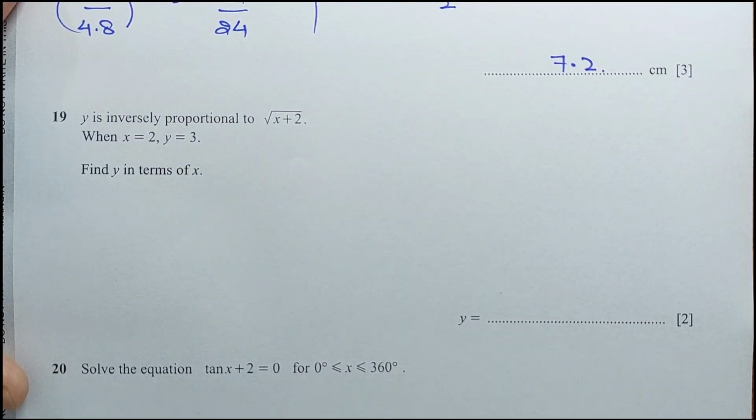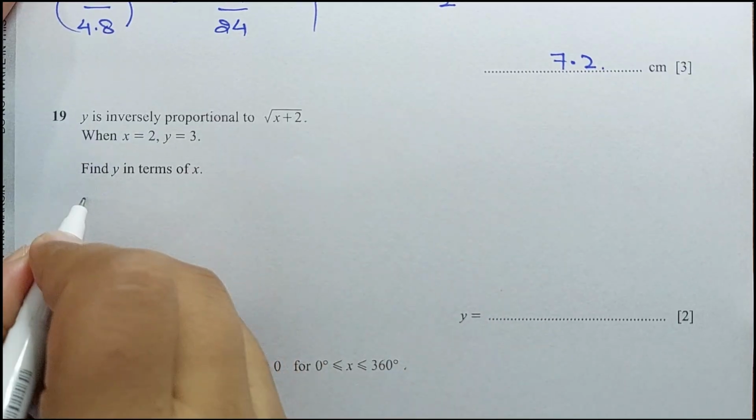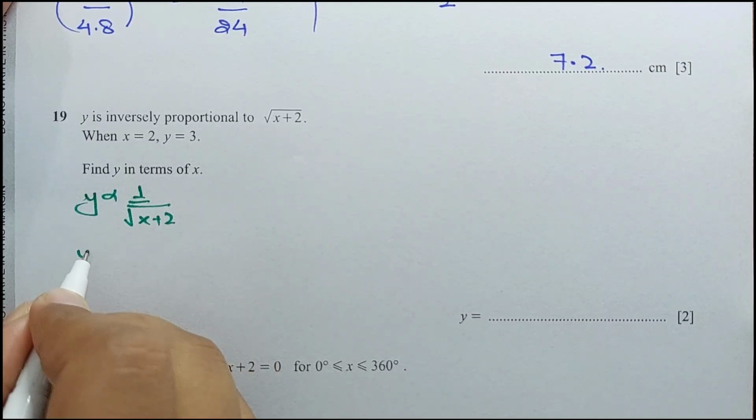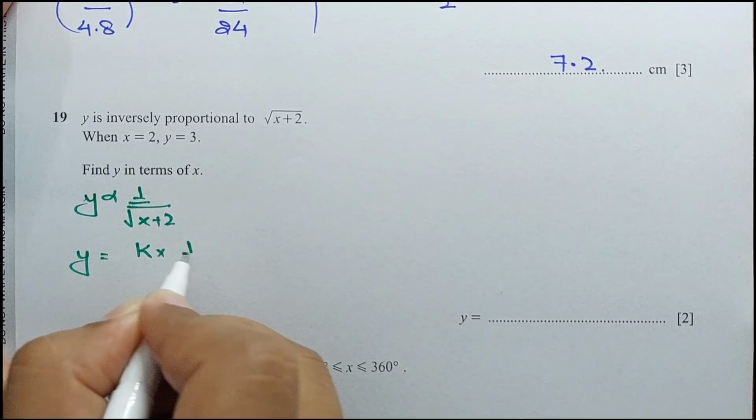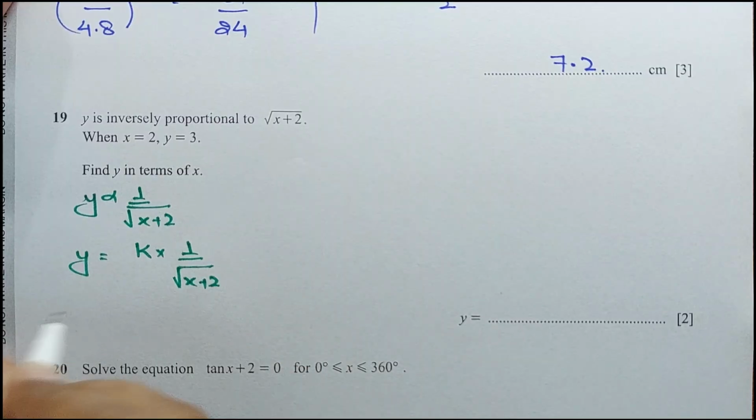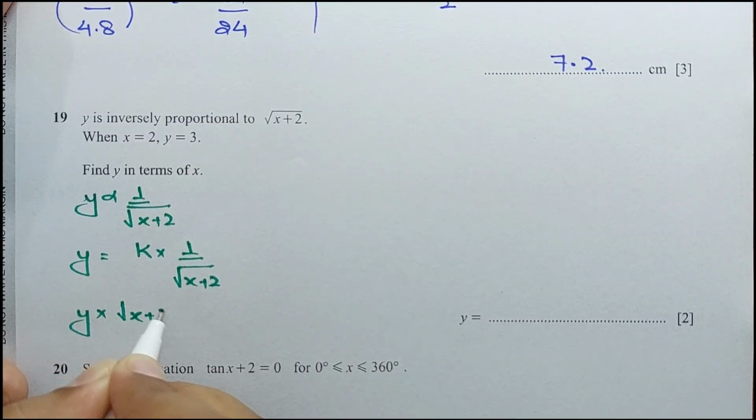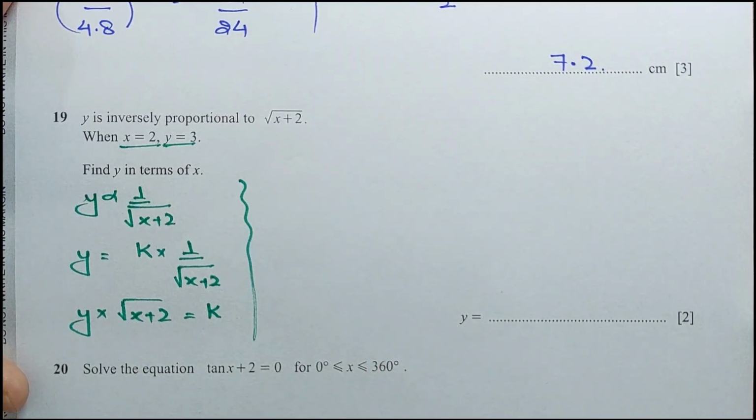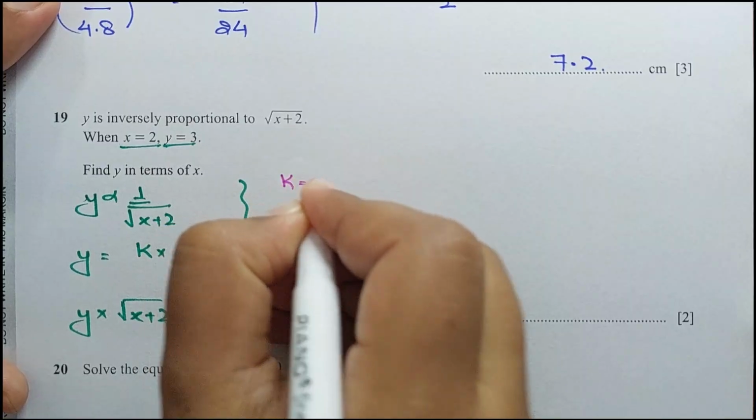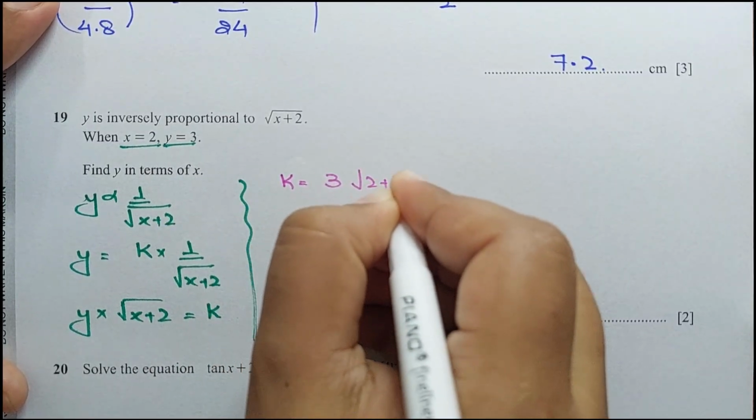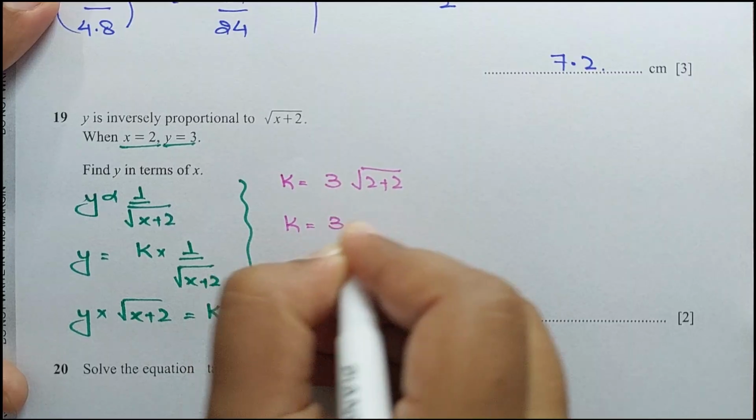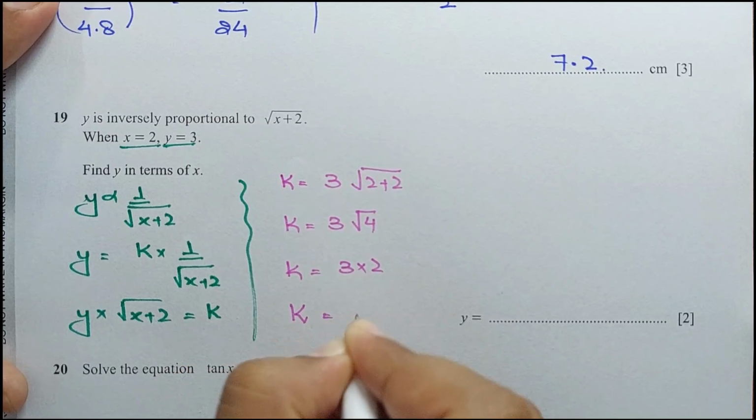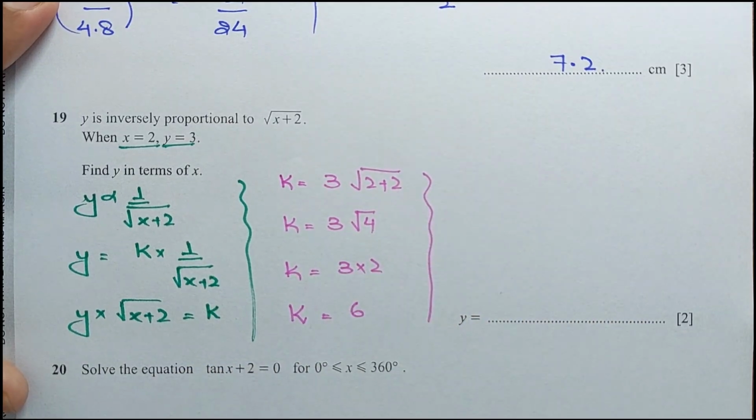Question number 19. Y is inversely proportional to the square root of x plus 2. Y equals some constant of proportionality times 1 over root x plus 2. So y into root x plus 2 equals the constant of proportionality k. When x is 2, y is 3. Let me solve for k. 2 plus 2 is 4. Root 4 is 2. So k equals 3 into 2, so k equals 6. The k value is 6.